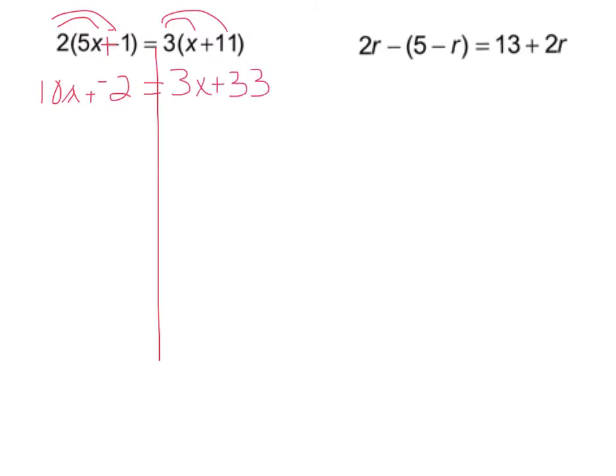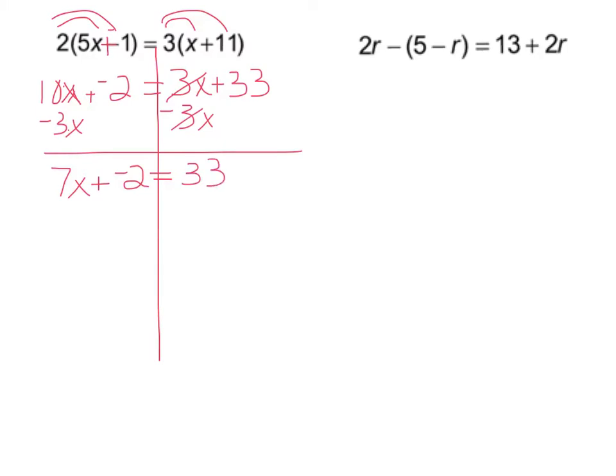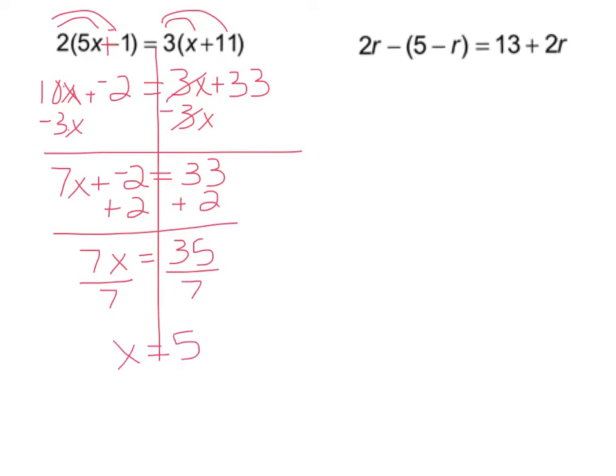Okay, now this one is very similar to the last one at this point, so we can move the 3x over, so subtract 3x. And notice I picked the 3x to move because if I take 10 minus 3, that'll give me a positive 7x. If I would have moved the 10 over, it would have given me negative 7 on the other side. These canceled out, so equals 33. Add the 2. 7x equals 35. Divide by 7, so x equals 5.